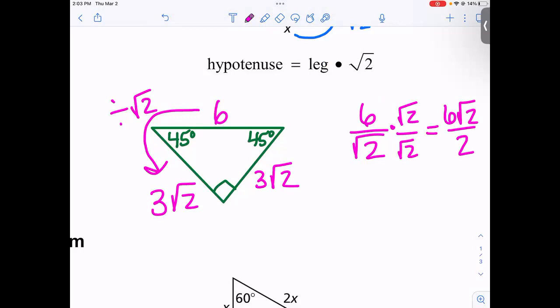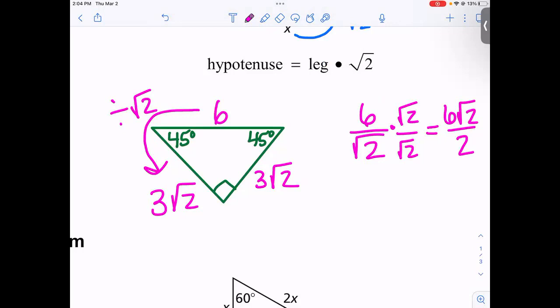Dalton, are you okay? Why are we times it by radical 2? So now we can check ourselves, right? 3 radical 2 times radical 2, would that get us back to 6? Yes, it would. Okay, 45, 45, 90 triangles, that's where it's at, okay?